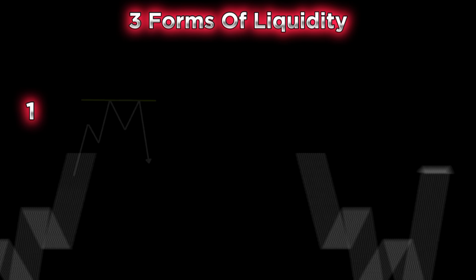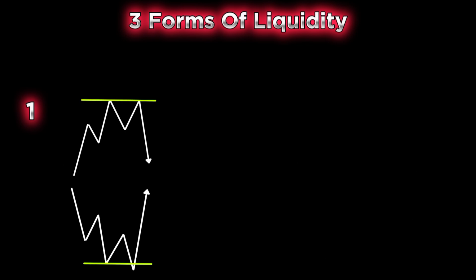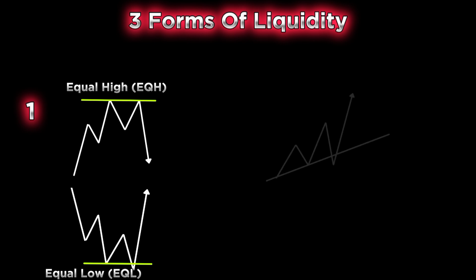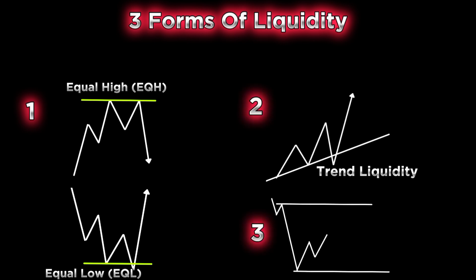There are three ways that we can identify liquidity clearly, so that we can start to use it to our advantage without lots of confusion. These three forms of liquidity are: number one, equal high and equal low liquidity. I pair these two together because they're practically the same. And then we have the trend liquidity and the range liquidity.